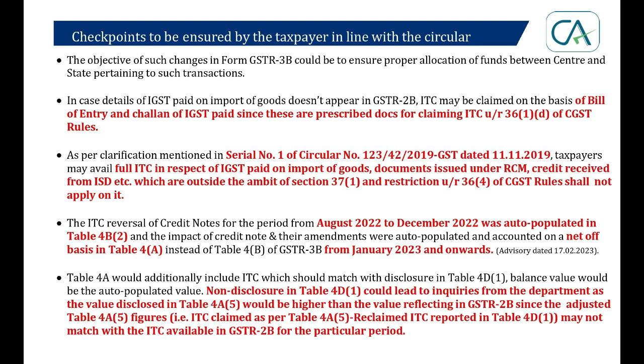If you do everything net, if you just put your eligible input tax credit in table 4A5, the government will not get all the information. So that's why this new manner of filing of GSTR-3B has been introduced.